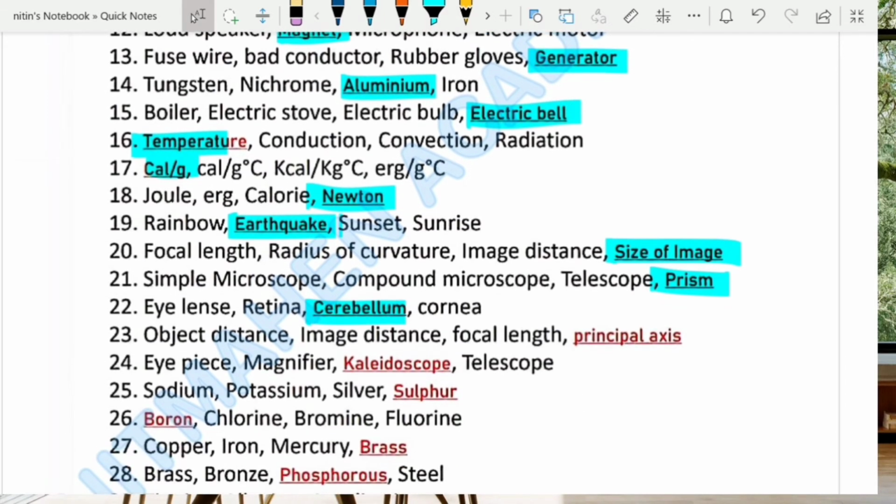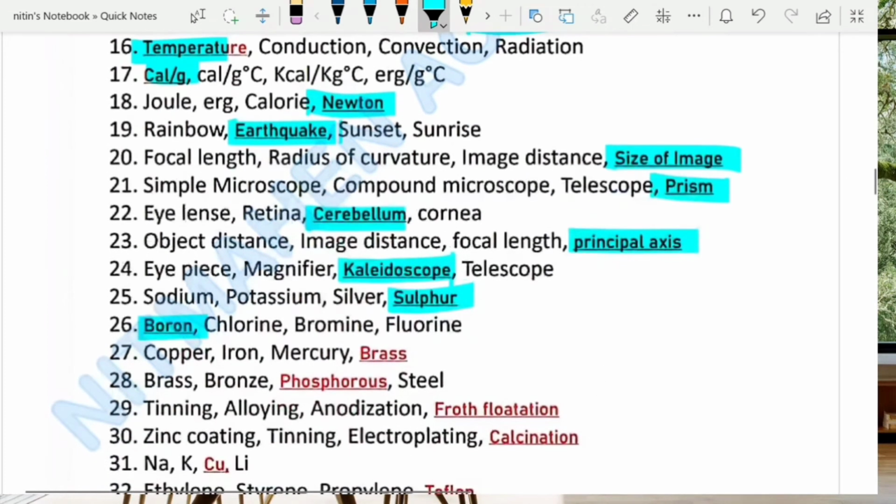Next, object distance, image distance, focal distance and the principal axis. Eyepiece, magnification, kaleidoscope. Sodium, potassium, silver and sulfur. That boron, chlorine, bromine and fluorine. Boron. Copper, iron, mercury, brass, bronze is the phosphorus.